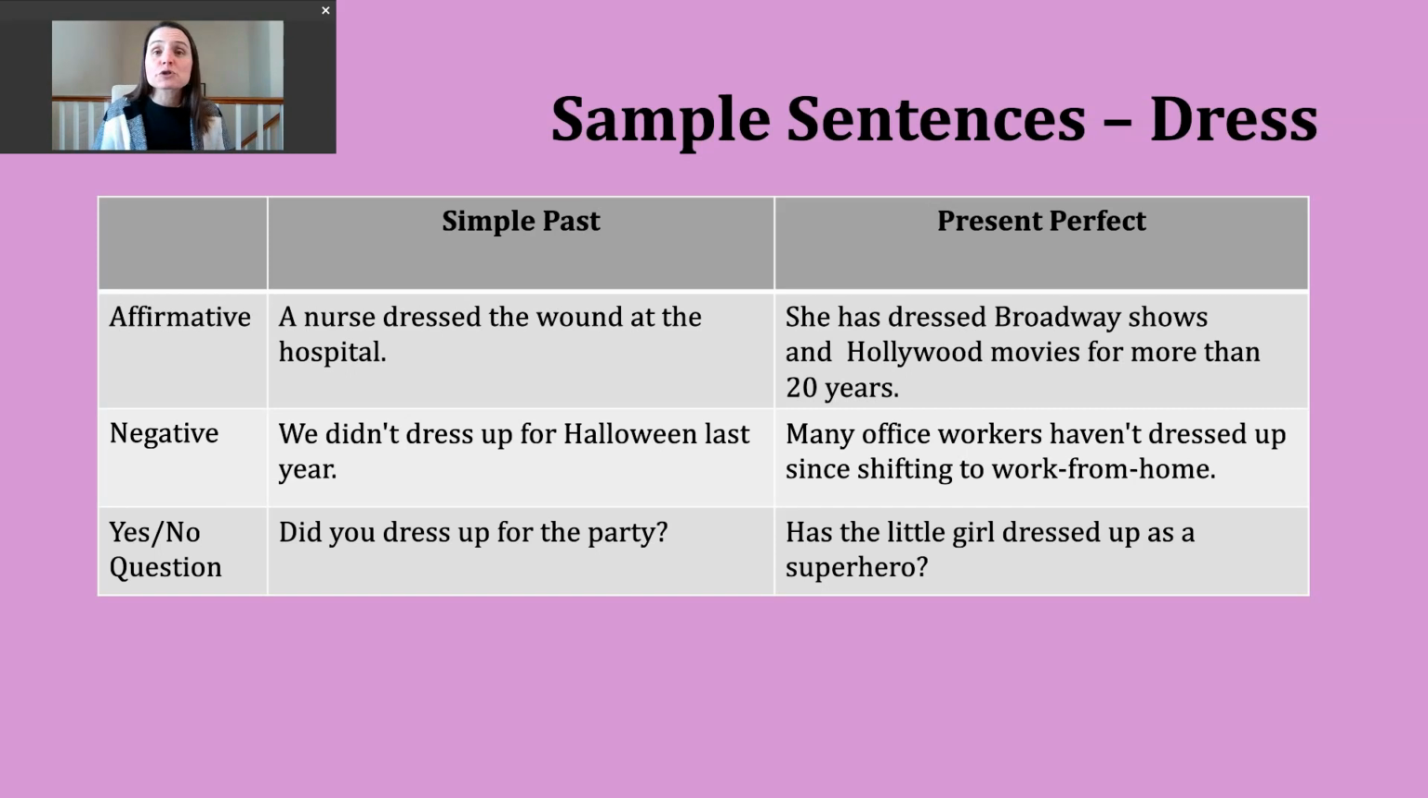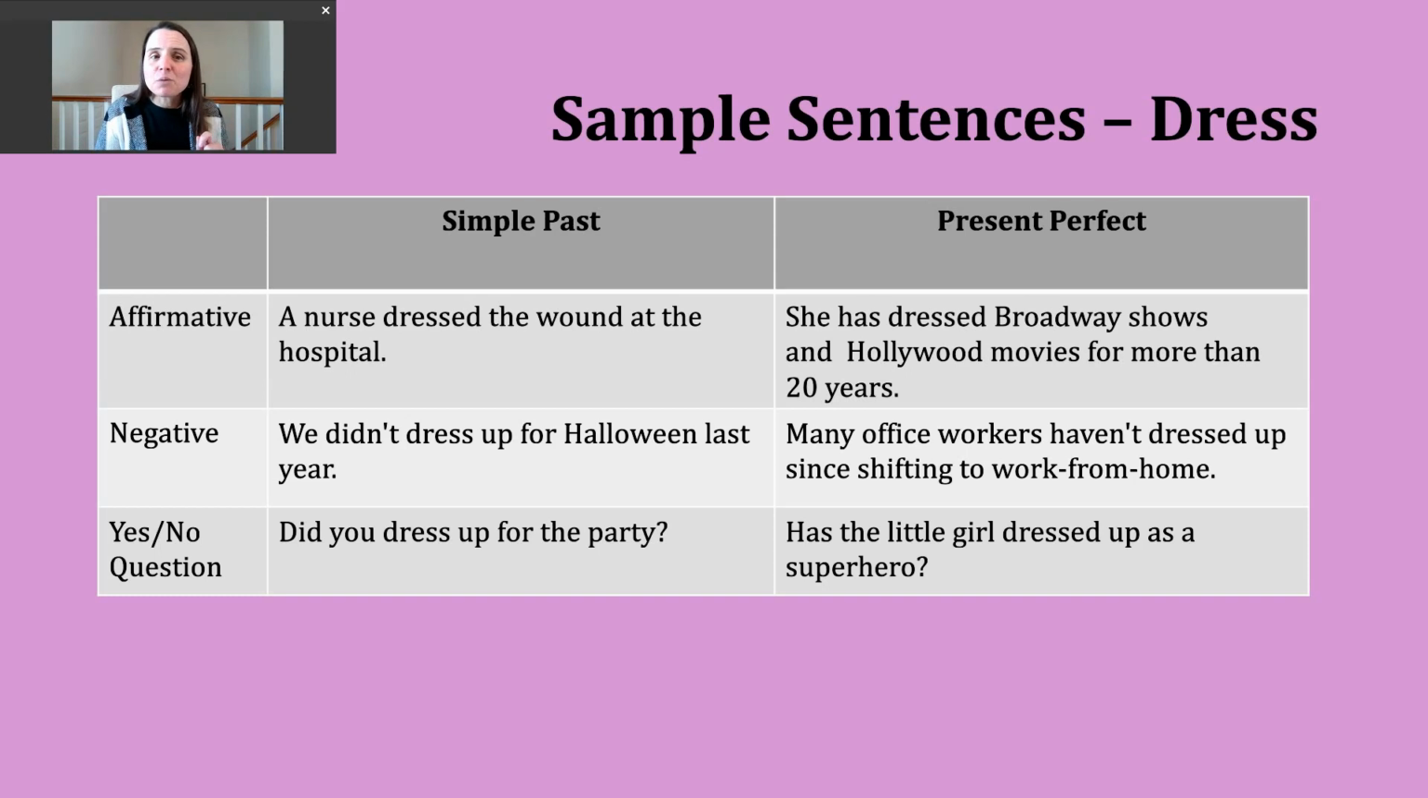So again, our structure is going to be the same no matter what our subject is. Here's another example. We didn't dress up for Halloween last year. Right? So there I have a time signal telling me that this is a known point in the past. If you want to ask a yes or no question in the simple past tense, start with the past form of do, which is did. Then we're going to have our subject and then the base verb.